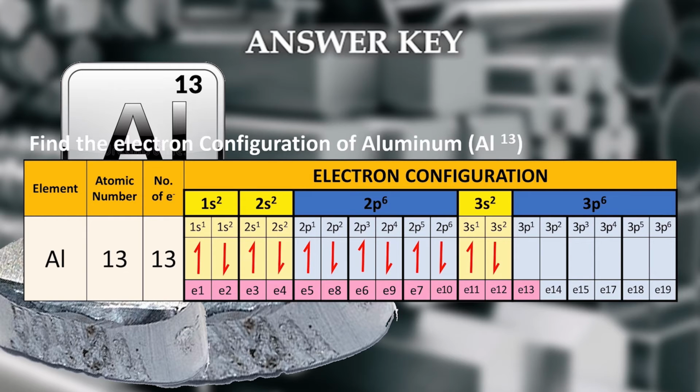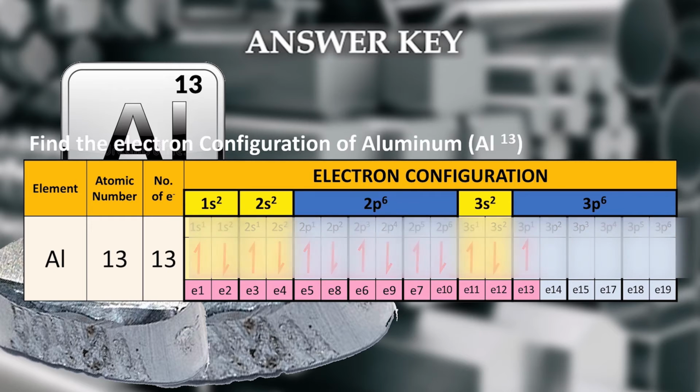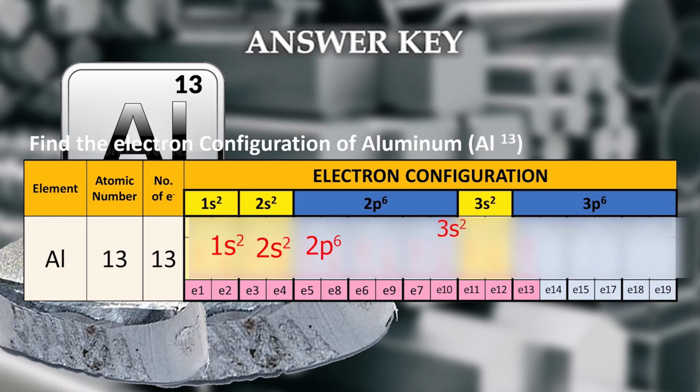Since we have 1 more electron left to be catered inside the 3p6 orbital, in this case, it will only occupy up to 3p1. Let's copy all the orbitals occupied by the 13 electrons of aluminum. We have 1s2, 2s2, 2p6, 3s2, 3p1.